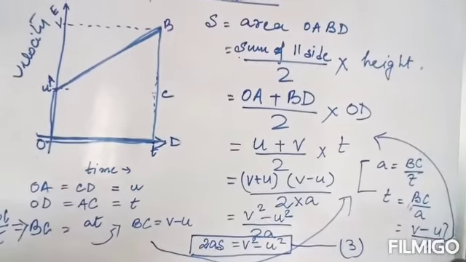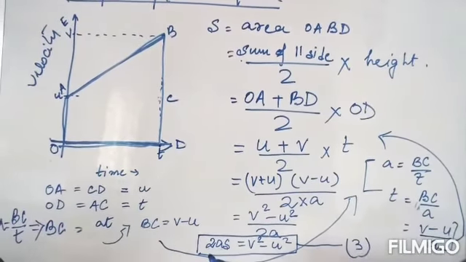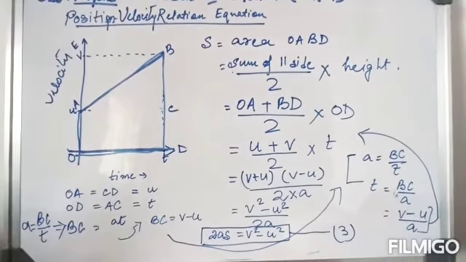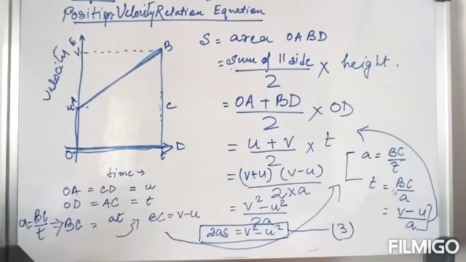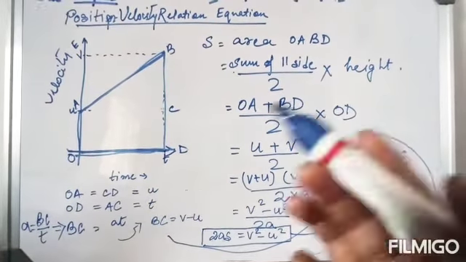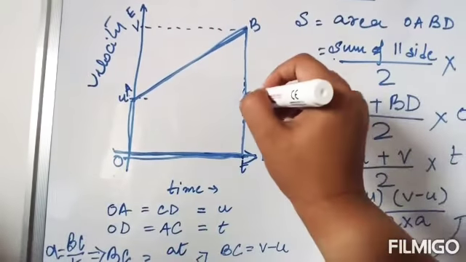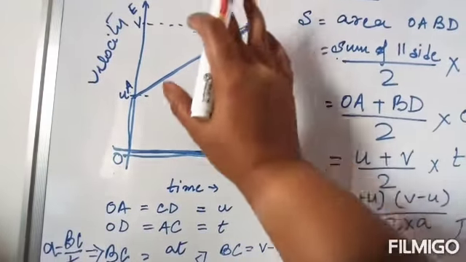And what is our third equation of motion? v² minus u² is equal to 2as. So we have got three equations of motion from the graph, and we have also seen how, first, we have taken the graph. First we started by finding the value of v from this graph.